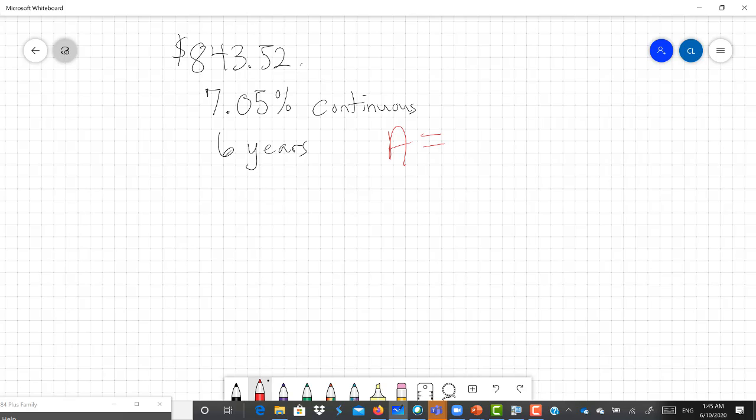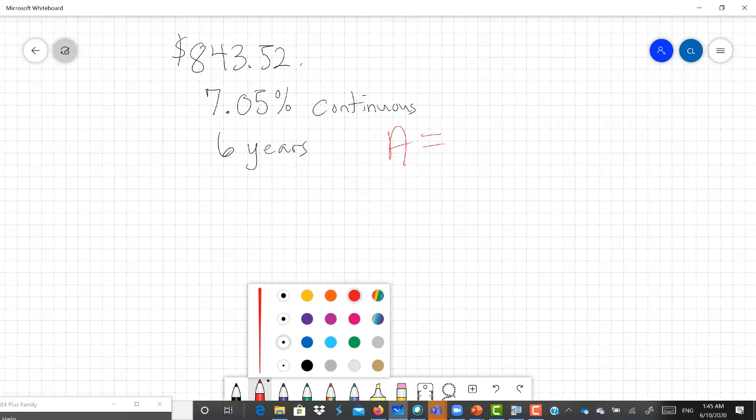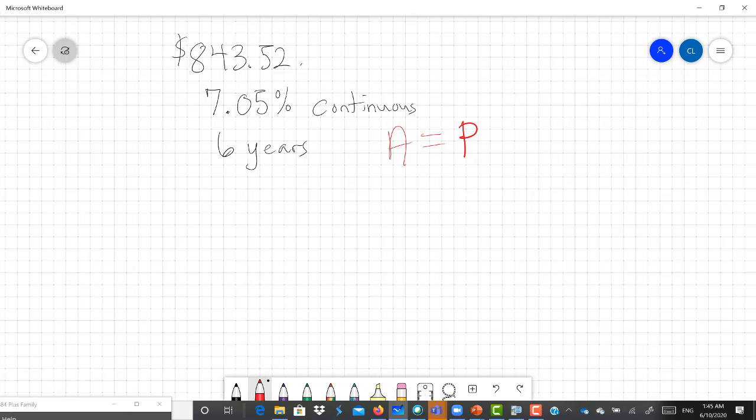Make this a little bit thicker. There we go. P e to the rt. So what do I know here? I know my present value is $843.52. And again, when we say present value, that always means our beginning value, our starting value.